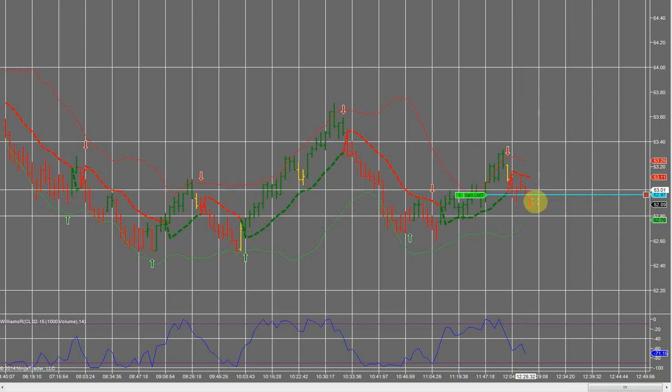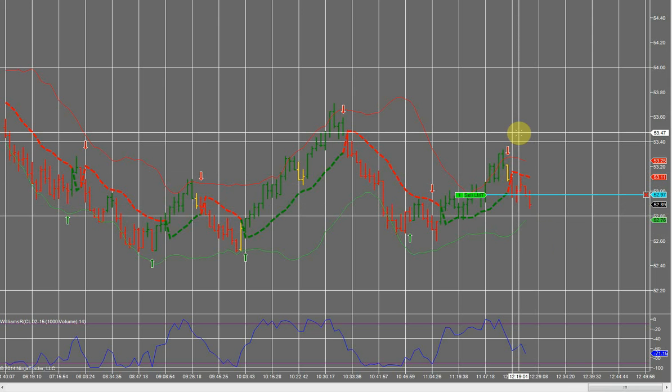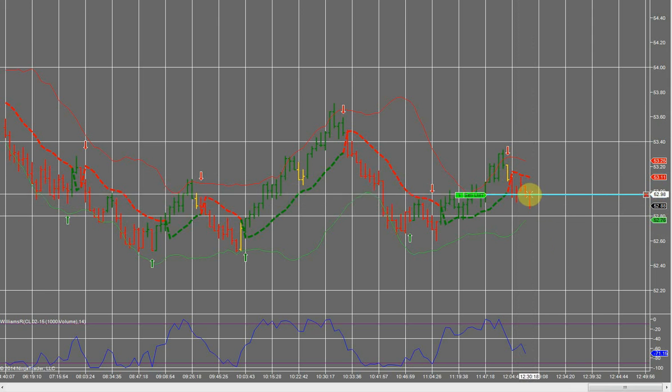But anyway, like I was stating before, it does not repaint, and that's one of the issues I've heard from a lot of people with other systems. So this is definitely a big plus.